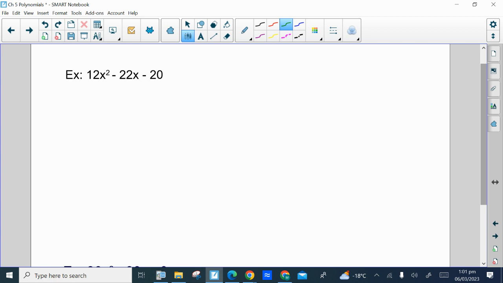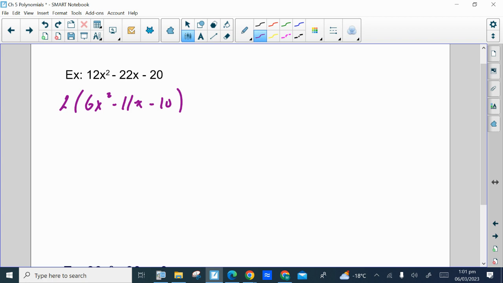So on the next page, remember the first thing you always need to look for is a common factor. And if there is one, you take it out. It's much easier if you do that. And in this case, there's a common factor of 2 that we would take out, which will give us 6x squared minus 11x minus 10. So that common factor of 2 will be one of our factors at the end. We can't forget about it.